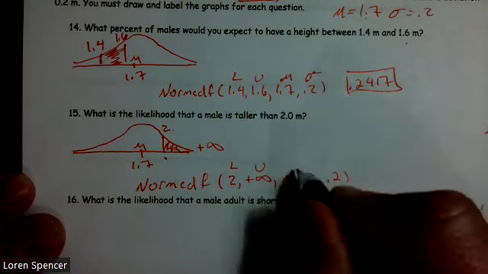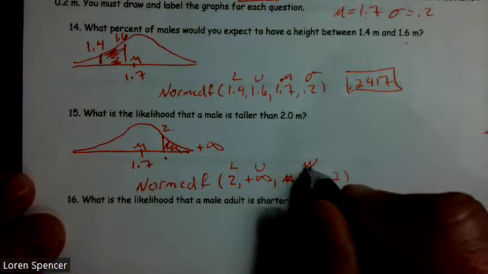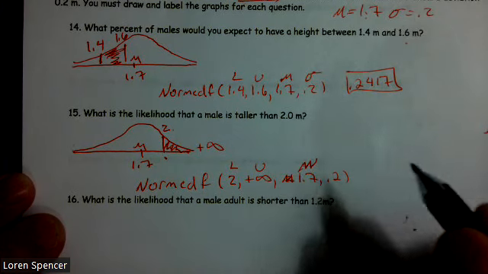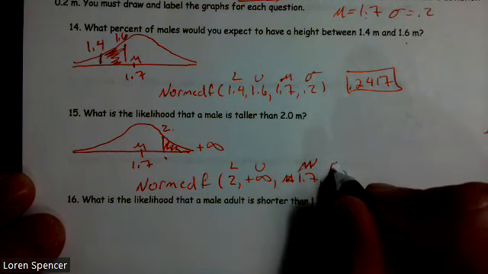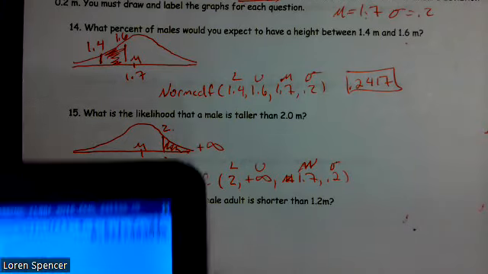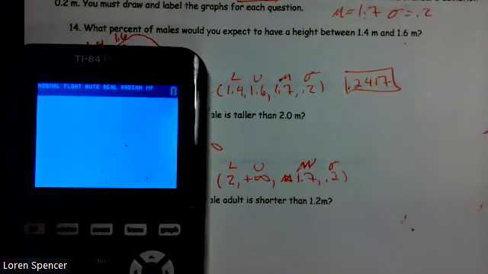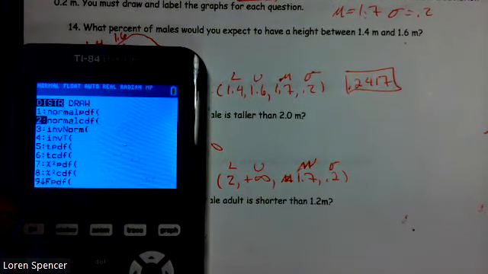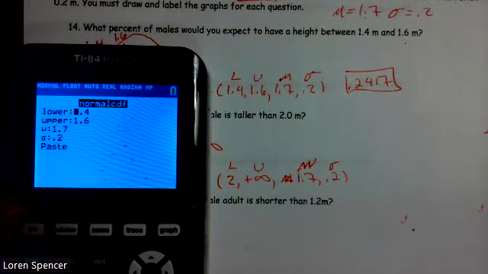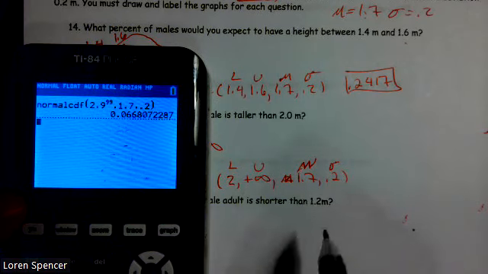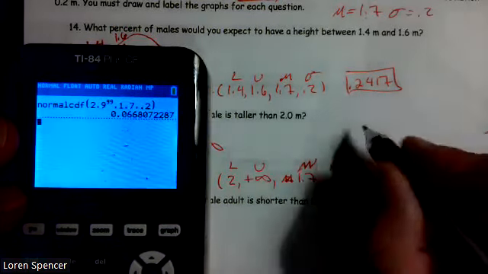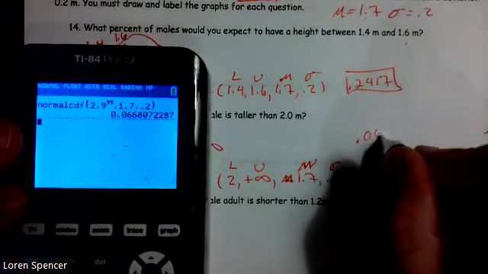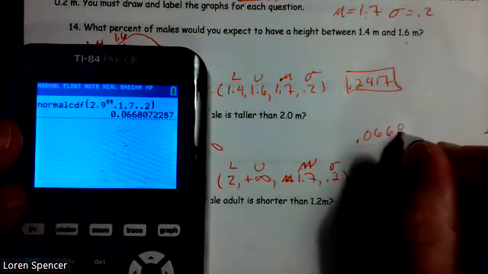Lower, upper, mean, which I wrote as mu, and this is a standard deviation. So second vars, normal CDF, lower was 2. Upper, we went to infinity, so 9.99. And there's our mean and standard deviation. And we find out about 7%. So in this case, 0.0668.